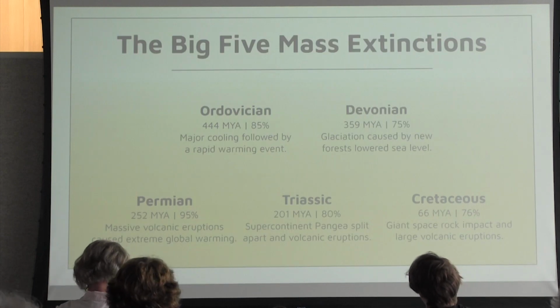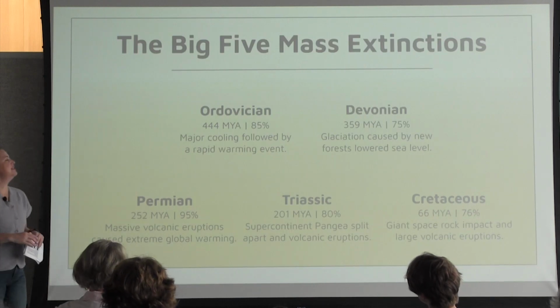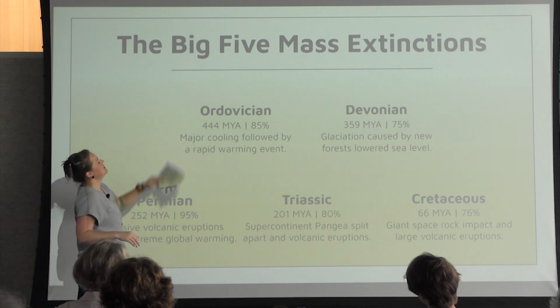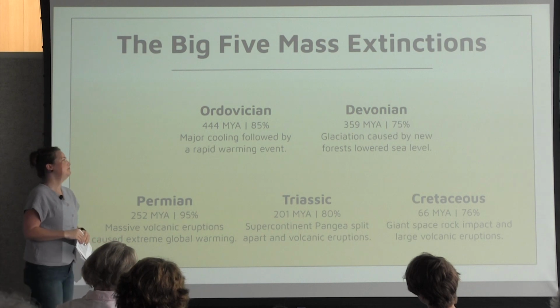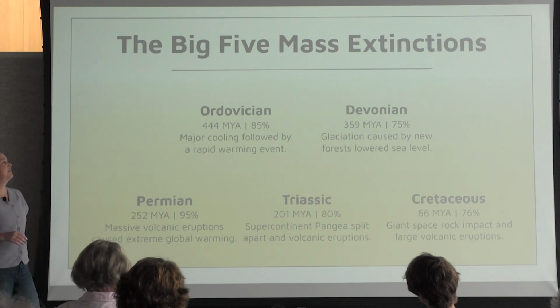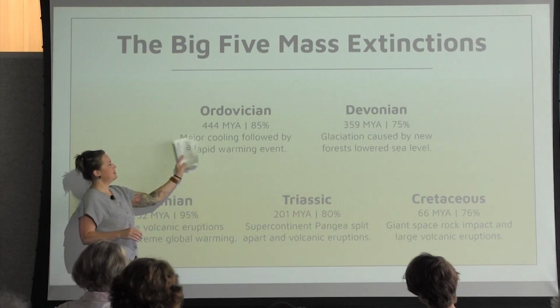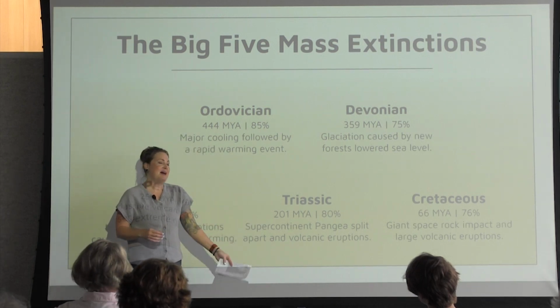So the big 5 mass extinctions take place during this time, what I'm calling Middle Earth here. We have the Ordovician extinction event 440 million years ago. 85% of life went extinct. And this was a major cooling followed by a rapid warming event. And this first cooling was probably triggered by plant life.